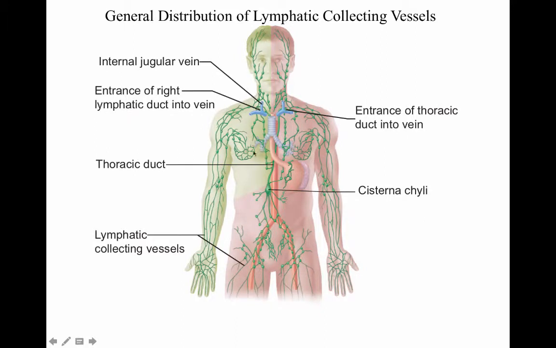We see that on the right side of the body, only the head, the arm, and part of the torso move into the entrance of the right lymphatic duct into the vein. However, the whole rest of the body drains in this entrance of the thoracic duct into the vein, at this junction between jugular and subclavian. A lot more of the lymphatic emptying is occurring from the left side of the body into this entrance of the thoracic duct into the vein. On the left side of the body, we call this lymphatic entrance the thoracic duct. On the right side of the body, we call this entrance the right lymphatic duct.